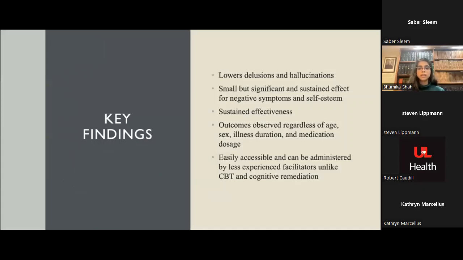Finally, coming to the key findings and how we can implement this information, given the persistent and debilitating nature of positive symptoms, the training shows great evidence for lowering delusions and hallucinations. There's improvement in distal outcomes, which is a novel finding, and the study depicted small but significant and sustained effects on the negative symptoms, which plays a vital role in improving functioning.